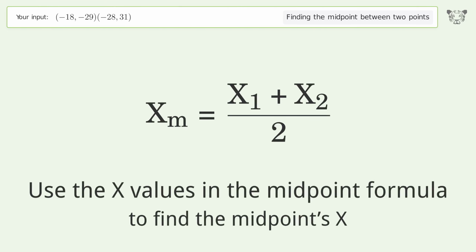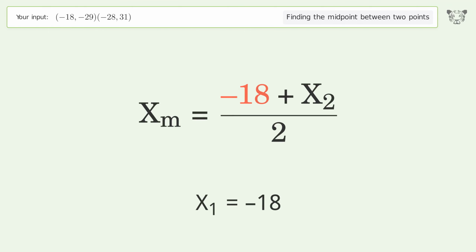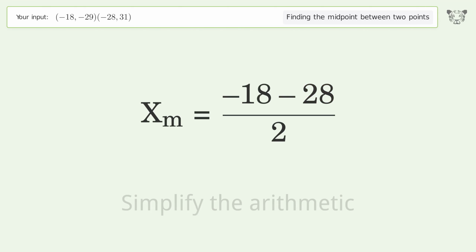Use the x values in the midpoint formula to find the midpoint's x. x1 equals negative 18. x2 equals negative 28. Simplify the arithmetic.